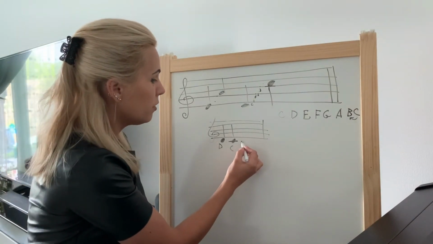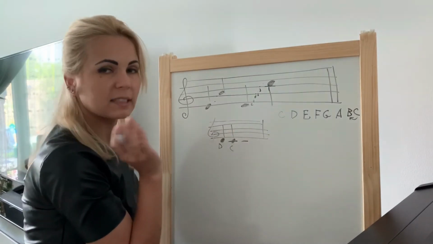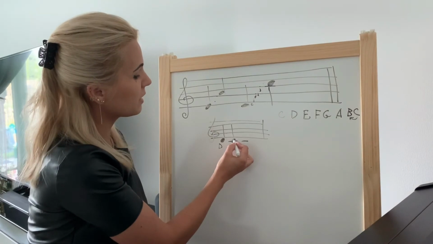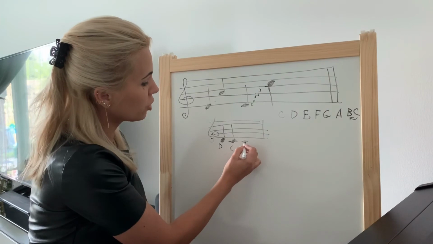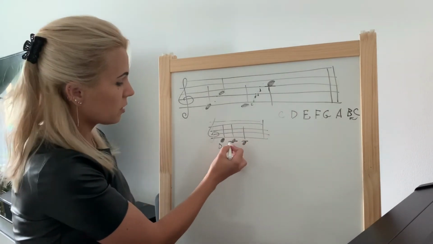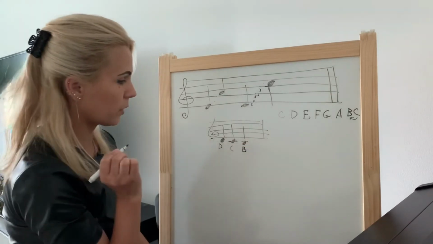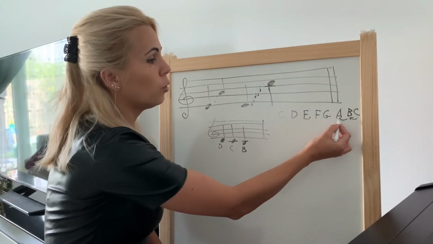So I need to leave the same leger line, but the leger line stays the same. It doesn't change its place. But what is changing its place? The actual note. So this note will be moved under the leger line. So instead of writing this note on the leger line, I will write it under the leger line. Here you go.